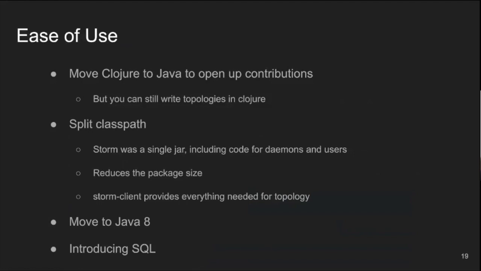Some of the ease of use: moved away from Clojure. So for the community, Clojure, you can read the code easily. People who don't like Clojure can straight jump into the Java code, write their topologies as well as contribute to Storm. Split classpath, again, this is separating the daemon classpaths from the user classpaths. So topologies have smaller size, and shading kind of helps have the Storm client have a smaller footprint on the machine as well.